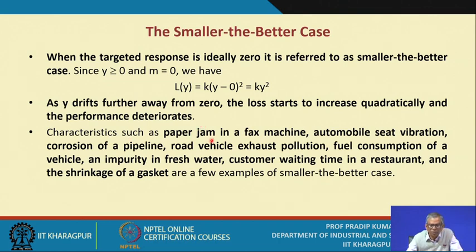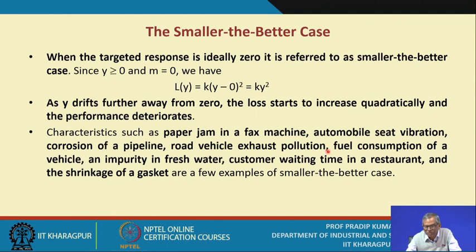Characteristics such as paper jam in a fax machine. These are examples of such quality characteristics, referred to as smaller is the better. The first example is paper jam in a fax machine. Automobile seat vibration: vibration should be as minimum as possible and the ideal value is 0. There must not be any paper jamming. Corrosion of a pipeline should ideally be 0. Road vehicle exhaust pollution, is it okay?